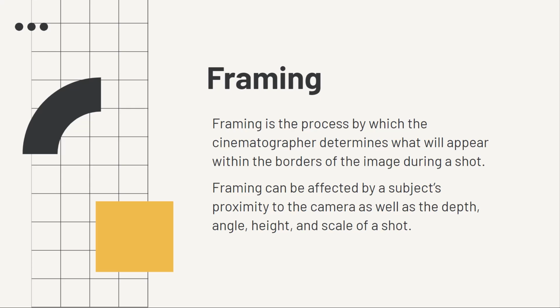Framing is the process by which the cinematographer determines what will appear within the borders of the image during a shot. Framing can be affected by a subject's proximity to the camera, as well as the depth, angle, height, and scale of a particular shot.